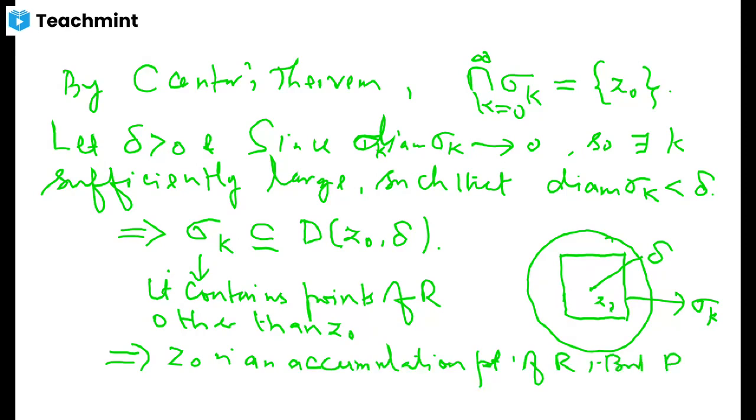But R is closed. Hence, there is a characterization that a set is closed if and only if it contains its accumulation points. Hence, this z naught is an element of R. So what it means now when we say that z naught is in R, it implies that f is analytic at z naught also. If f is analytic at z naught, then the derivative of f will also exist.